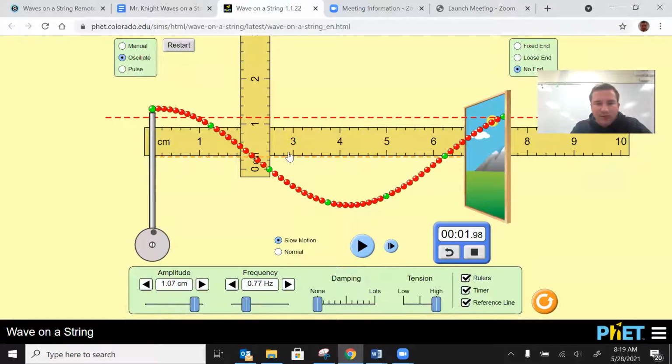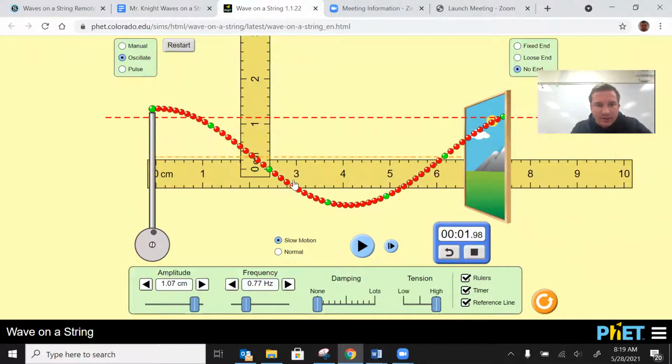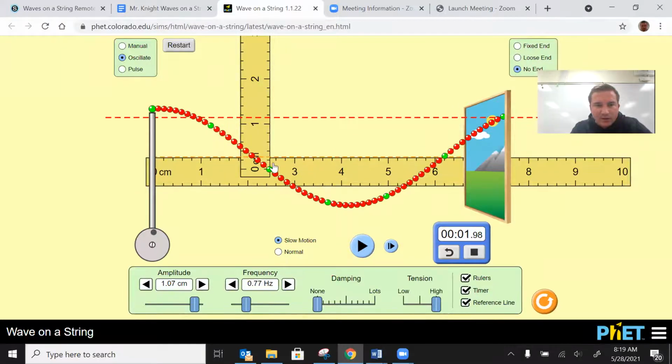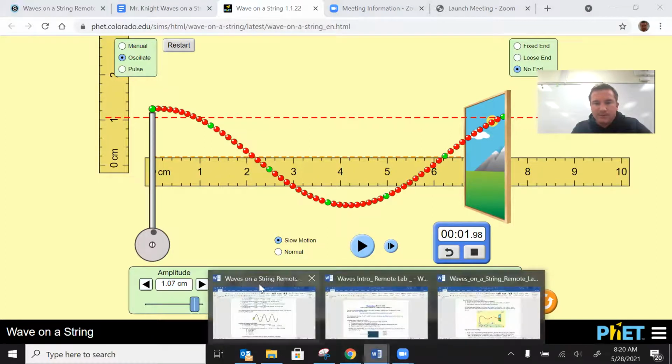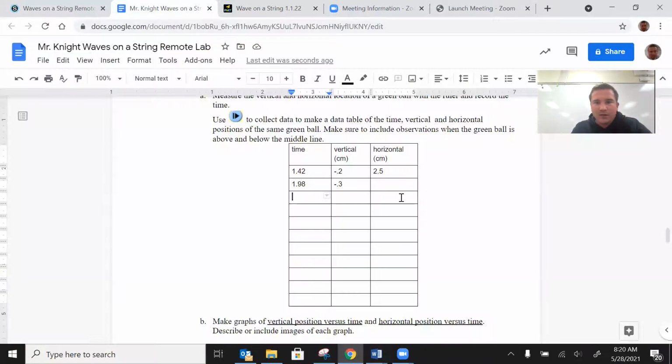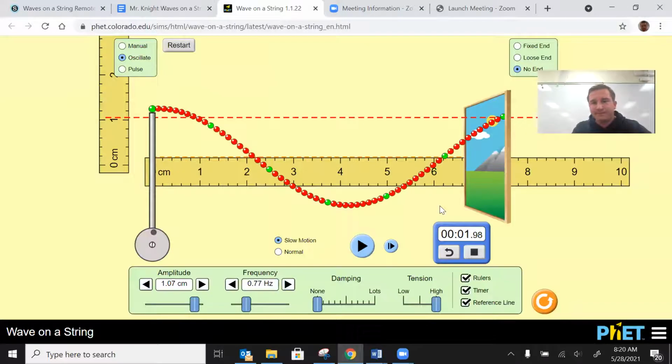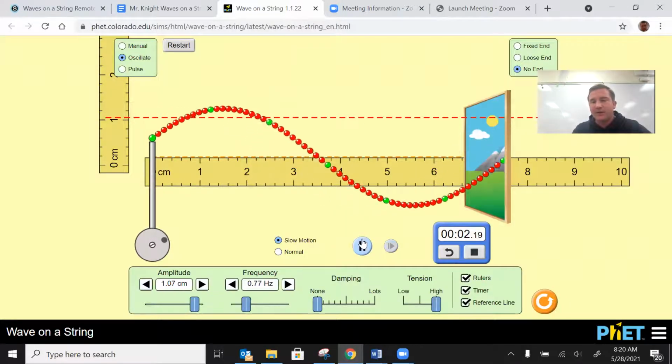And if we look at the horizontal distance again, move this out of the way, 2.5 again. That didn't change at all. I'll come back here and 2.5. And we do it again, right? Until we have all our data points.